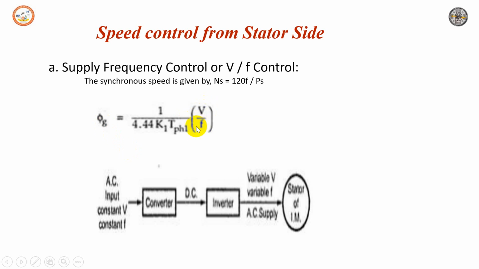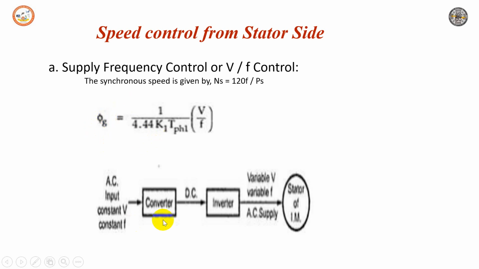So we cannot alone change the frequency; we have to change the other variable, which, as per the equation, is only voltage. So we have to change the V by F ratio in such a way that this phi G remains constant, and this will not cause a very high, sharp increase in current in the rotor.